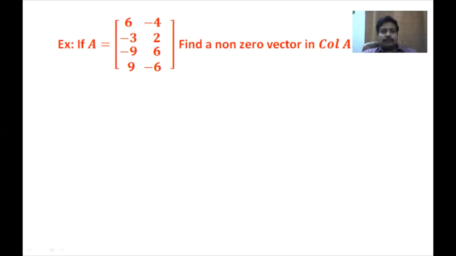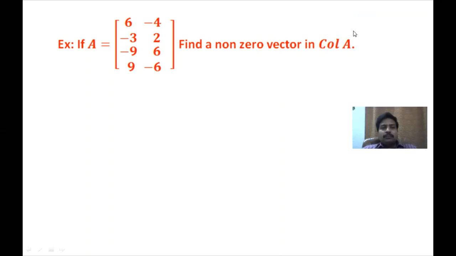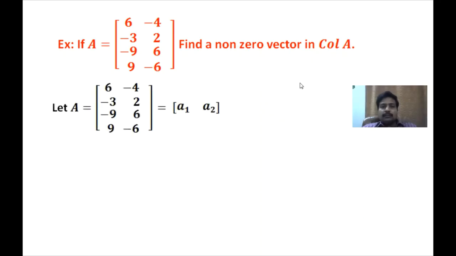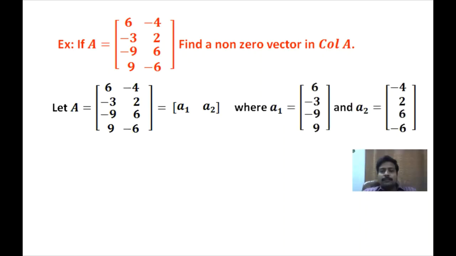This is another one. If A is equal to 6 minus 4 minus 3 2 minus 9 6 9 minus 6, find a non-zero vector in column space A. A is given. A non-zero vector in column space A is to be determined. Let A be the given matrix represented by A1 and A2, two column matrices, where A1 is the first column and A2 is the second column.